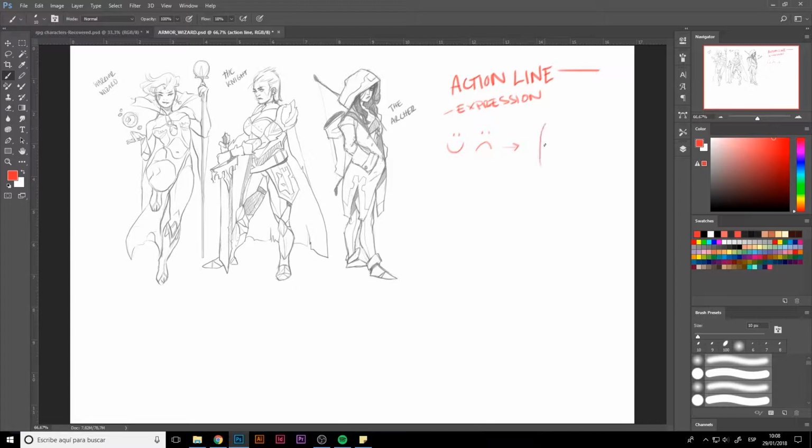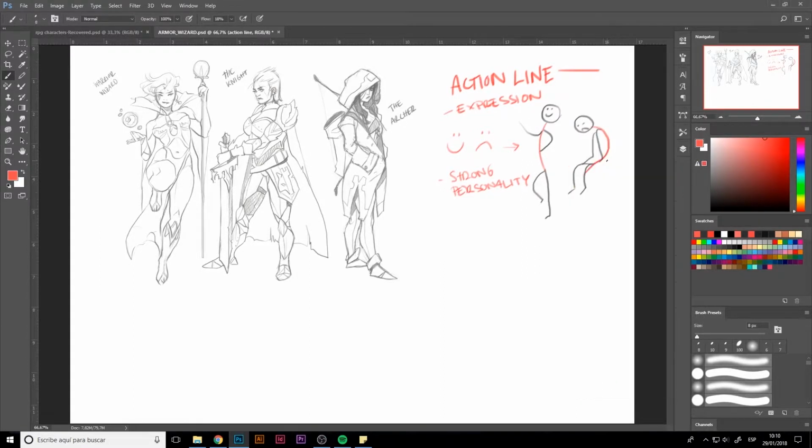The action line represents the expressions that our characters might have, by creating an imaginary line that is presented within the movements of the figures we've drawn and can transmit different feelings and emotions like happiness or sadness. These lines also reinforce the personality of what we're going to design.